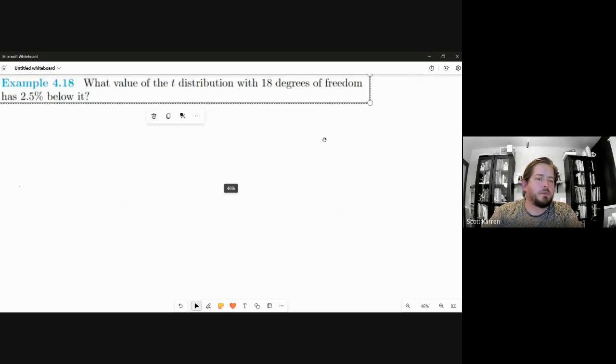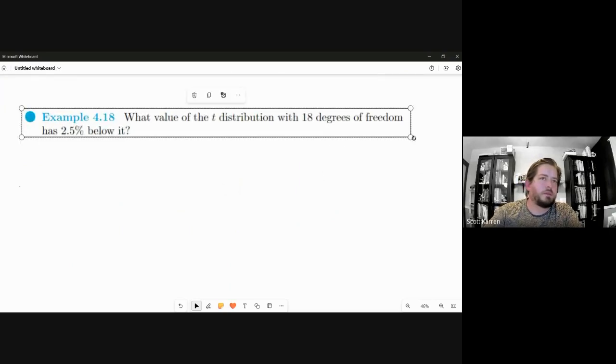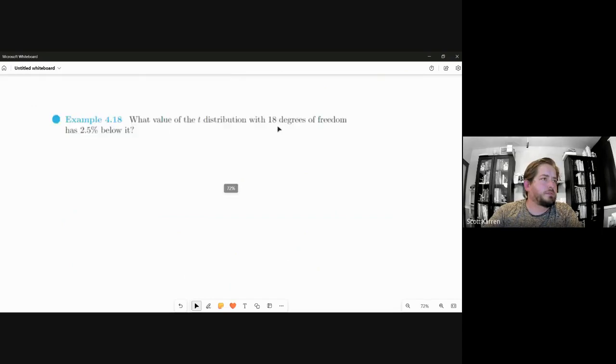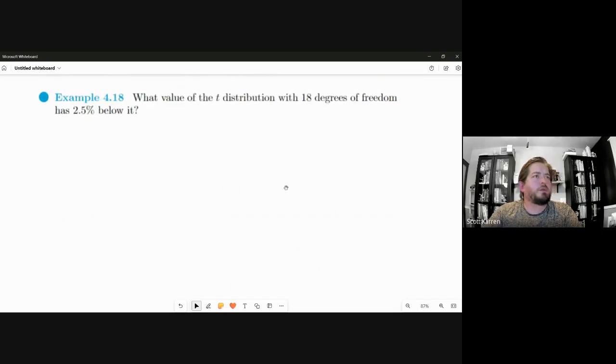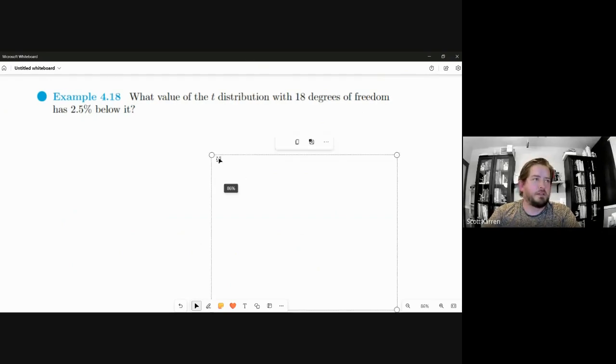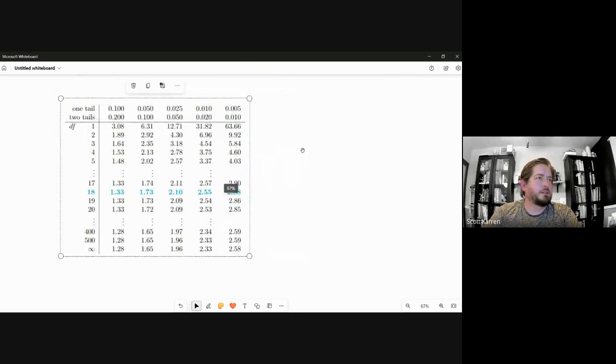All right, so what is a t-distribution with 18 degrees of freedom that has 2.5% of the values below it? So let me steal that chart again since I cleared everything. There it is.